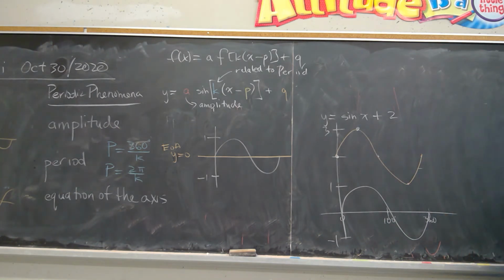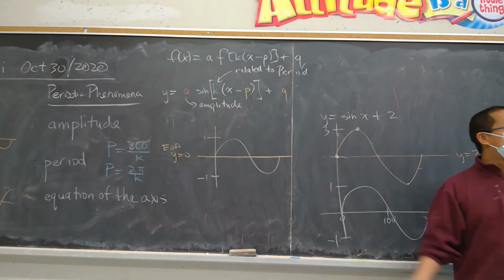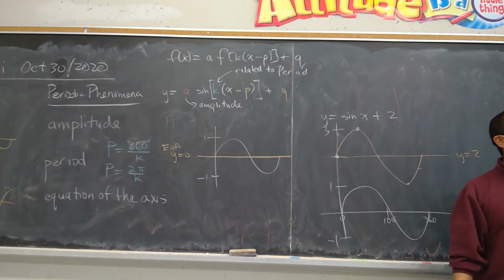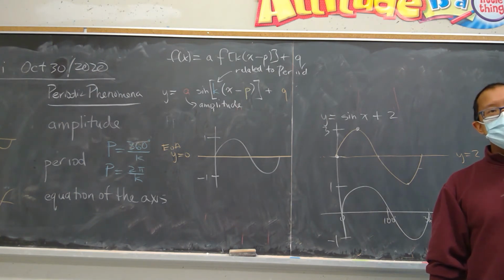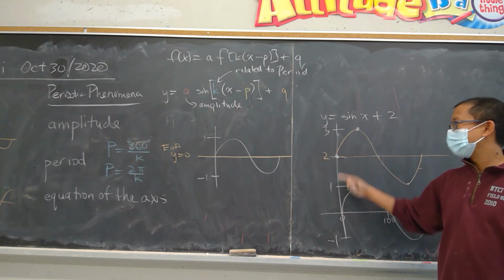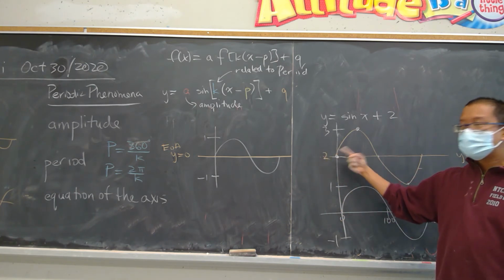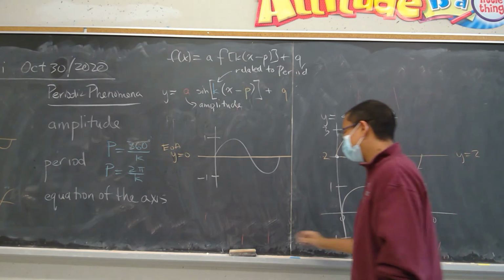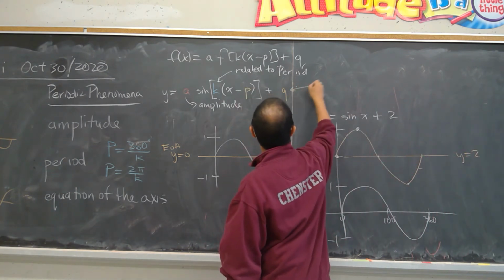And if I were to ask you, ladies and gentlemen, what's the equation of the axis for this? A lot of you actually can tell me just like that. 2. For this, y equals 2, right? So some of you are slowly recognizing that Q, which is the vertical shift up or down, is related to the equation of the axis. Why? Because 0 shifted up 2 units. So the equation of the axis is really the Q value.